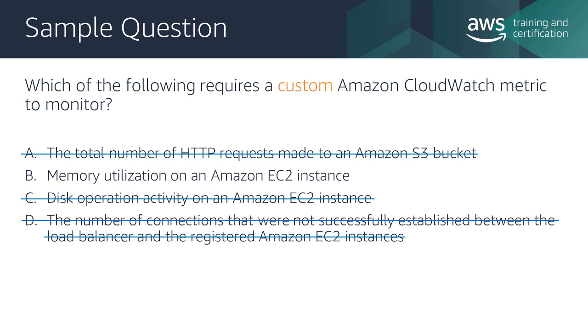Now, if they were asking about RDS, that's different. In RDS, CloudWatch does record memory. But in EC2, because AWS does not have access to the operating system, memory utilization is custom only.